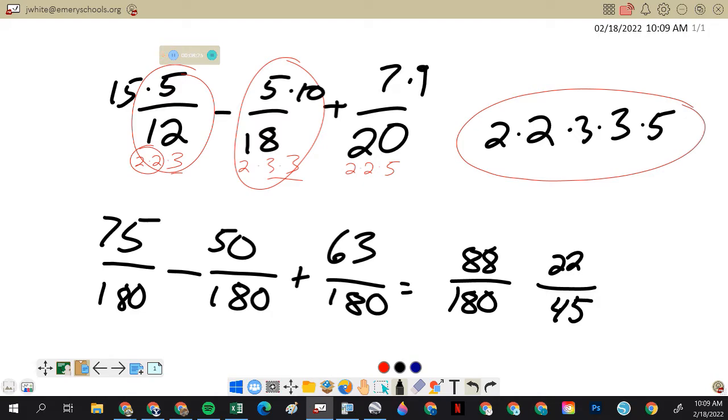So that's how adding and subtraction of fractions works. You look for a common denominator. The common denominator is the largest set of each factor in each fraction.